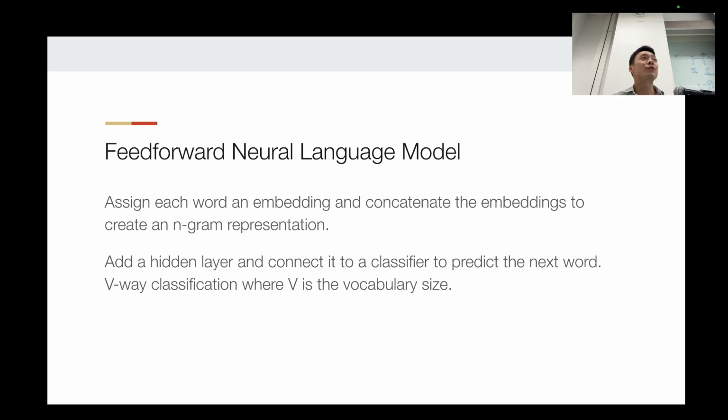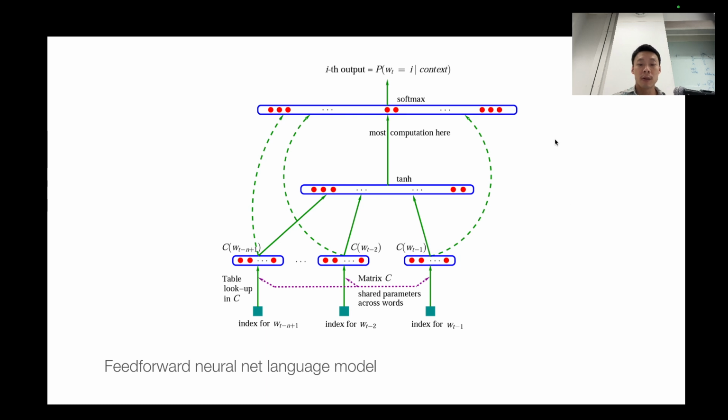And you can add as many hidden layers as you want. A pictorial representation is something like this. These are the words. Suppose you have a trigram model, a 4-gram model, so you look back 3 words. For each word in the context, you convert it into a word embedding. So this is a lookup, okay? You look it up in the table.